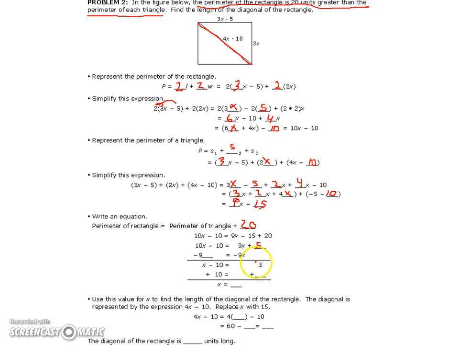And now it's just a matter of isolating or solving for the variable. So let's move the variable to one side by subtracting 9x on both sides. So this gets rid of the x on this side, and we're left with just 1x on this side. So x minus 10 equals 5. Now to finish isolating the x, we're going to add the 10 to both sides.